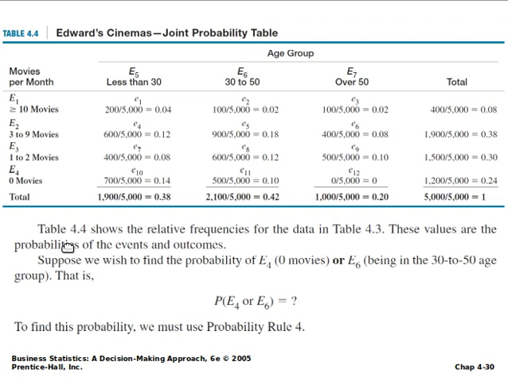Table 4.4 shows the relative frequencies for the data in table 4.3. These values are the probabilities of the events and outcomes. Suppose we wish to find the probability of E4 or 0 movies per month or E6 being in the 30 to 50 age group. That is, probability of E4 or E6. What is the probability? To find this probability, we must use probability rule 4.